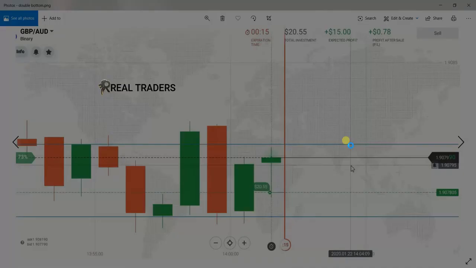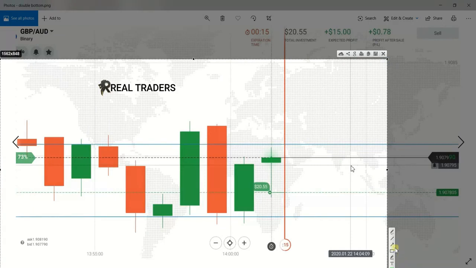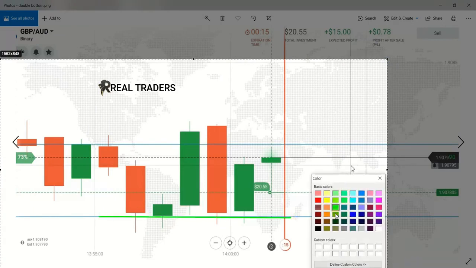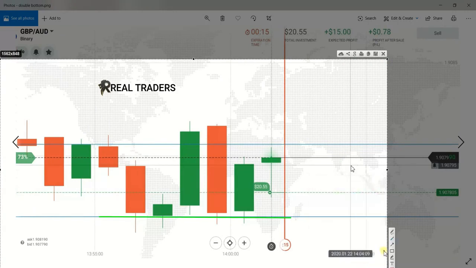Okay, as you can see here, we have the double bottom pattern. This is our support level. Let me turn it to red. Okay, this is our support level. You can see the market goes down, hits the support level, goes up, again it goes down, and again we are seeing a strong and good bullish candle.